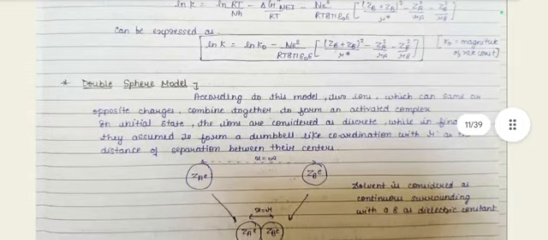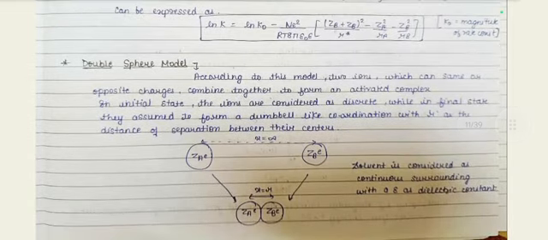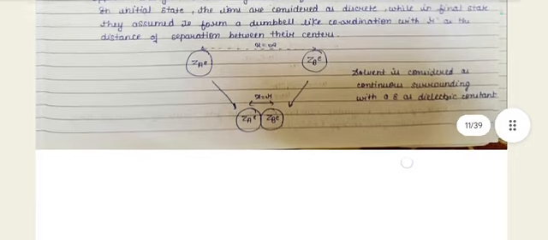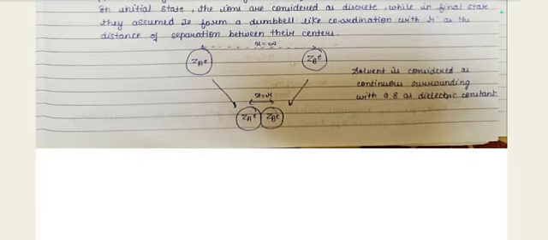Double sphere model. According to this model, two ions, which can have the same or opposite charge, combine together to form an activated complex. In the initial state, the ions are considered as discrete, while in the final state they are assumed to form a dumbbell-like configuration with r as the distance of separation between their centers. The solvent is considered as a continuous surrounding with a uniform dielectric constant.